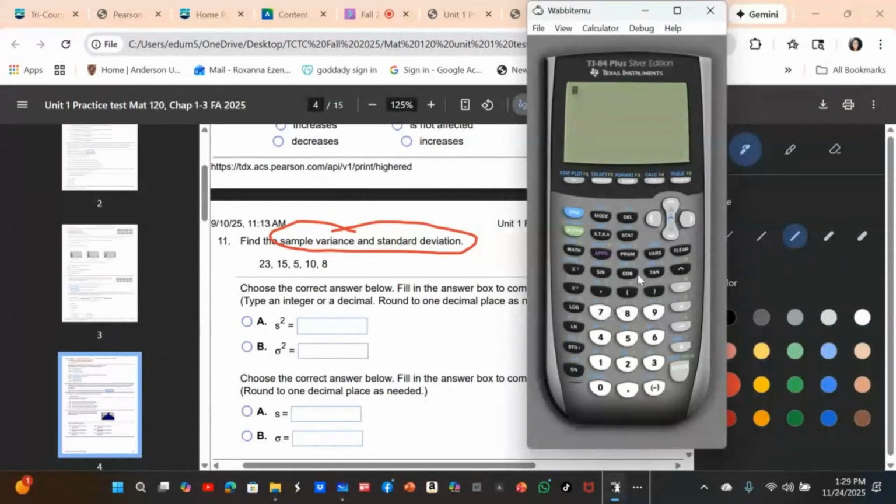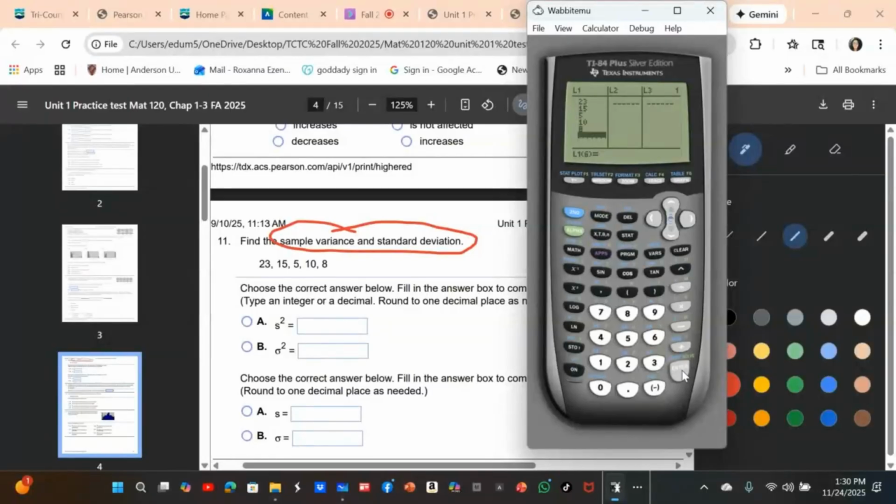Okay, by the way, let's go to start, edit, and put this data in L1. This is raw data. Actually, 23 is the first one. Enter. The second one is 15. The third one is 5. The fourth one is 10. And the last one is 8. So sample size is actually 5. Sample size is 5.